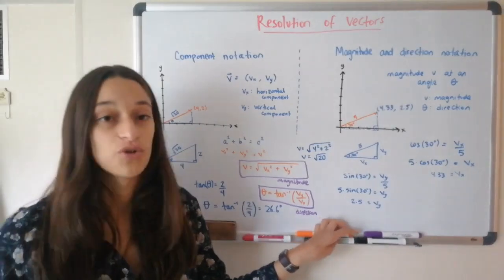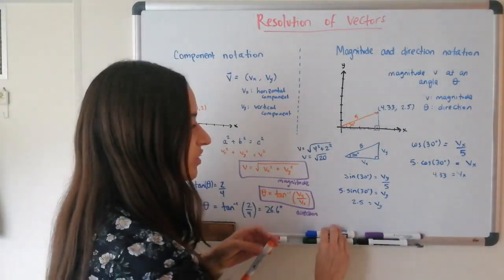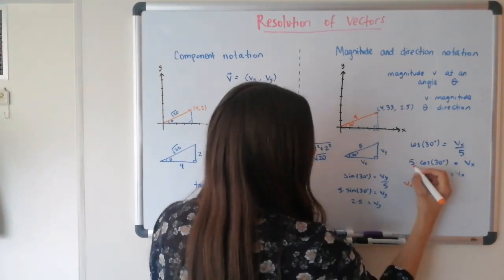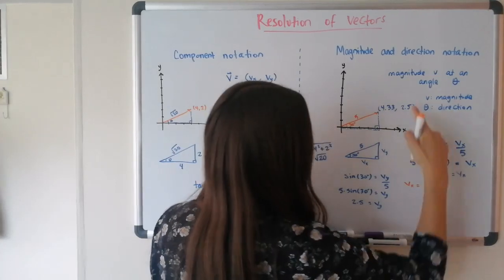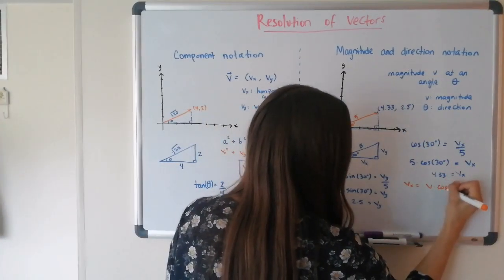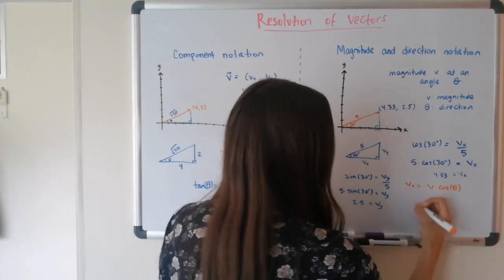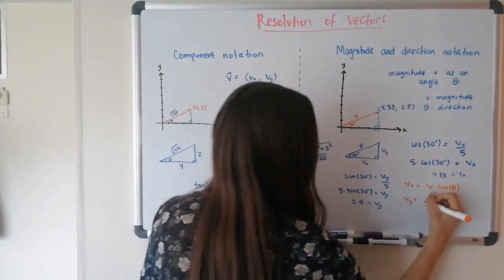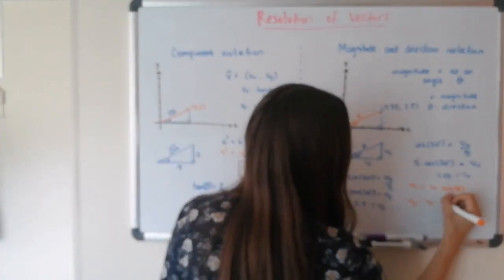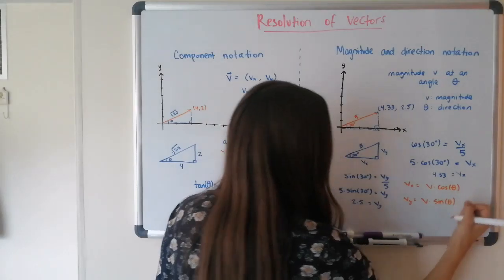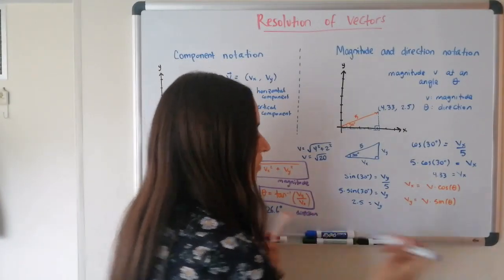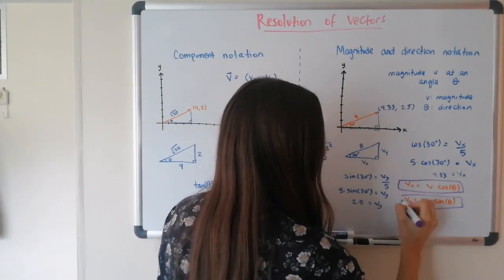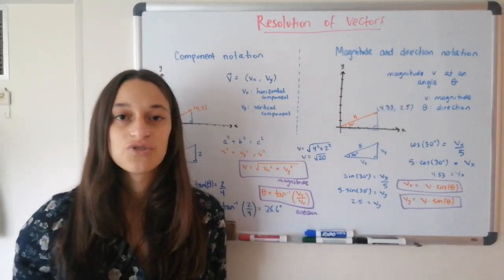So we wanted to make this a general rule. Basically what we did to calculate Vx was multiply the magnitude V, remember we call the magnitude V, times the cosine of the angle theta. And to calculate Vy, we used sine. We multiplied the magnitude V times the sine of angle theta. So these are our two equations now that give us the horizontal component and the vertical component if we know the magnitude V and the direction theta.